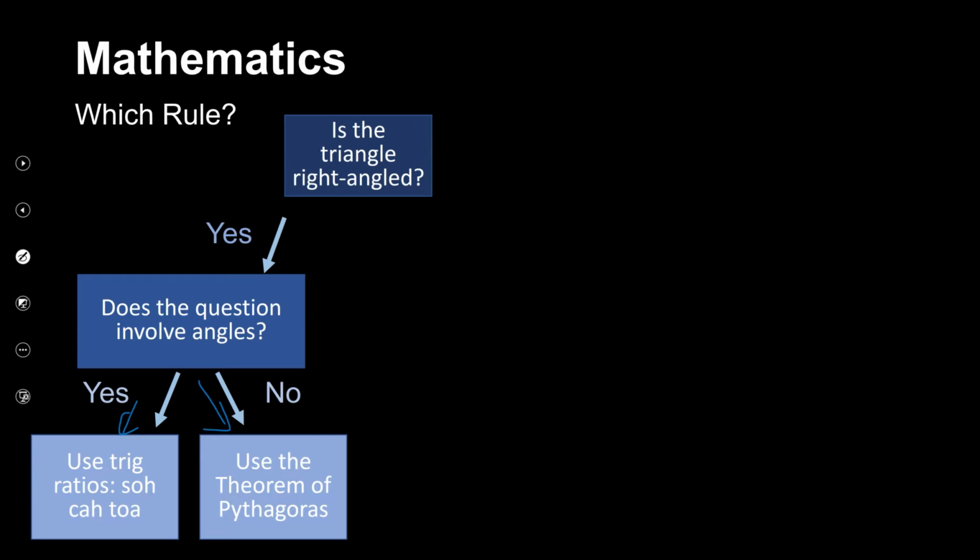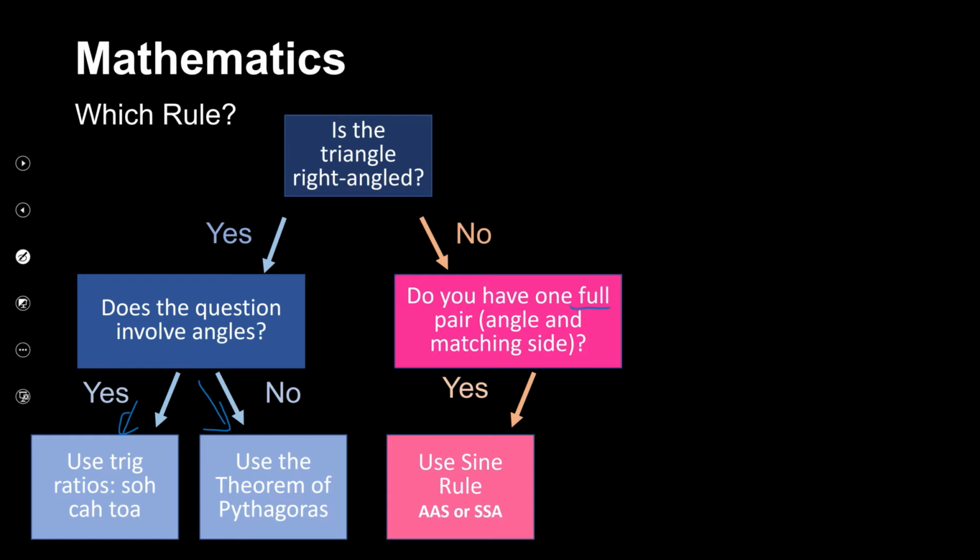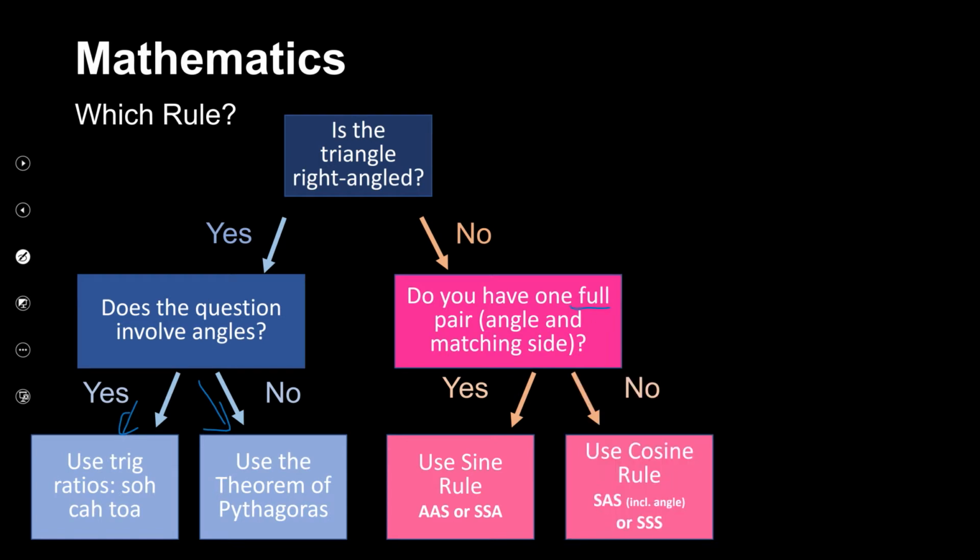If the triangle is not a right angle triangle, we're going to look to see if there's a matching pair of angles and sides. If we've got one full pair, that means an angle and its matching side, then we can use the sine rule. And if we don't have a matching pair of angles and side, then we have to use the cos rule. And again, remember, sine rule is used when we have angle, angle, side, or side, side, angle. And cos rule when we have side, angle, side, but you have to have the included angle, or we can find an angle if we're given 3 sides of a triangle.